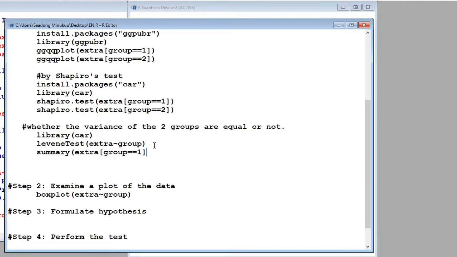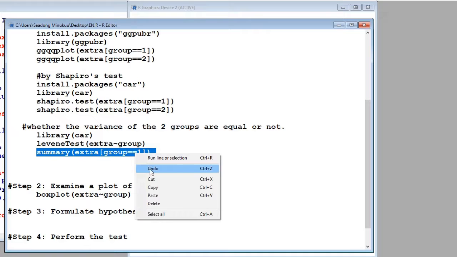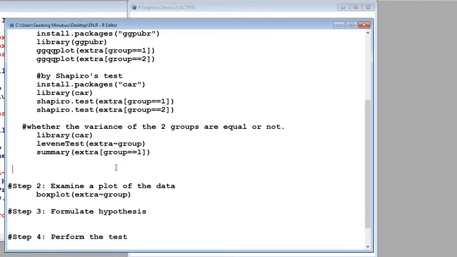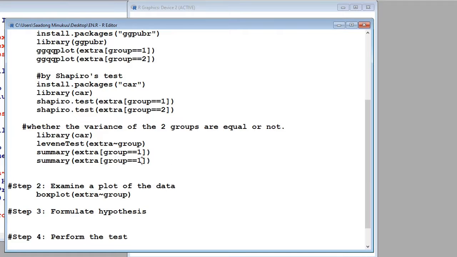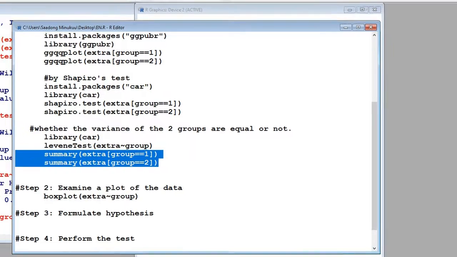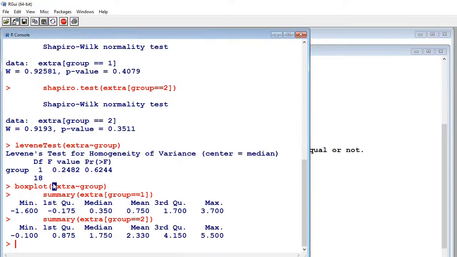The purpose is for us to see, so let me run this and also repeat the same thing for group 2, and you're able to see clearly what I'm trying to say. So let's repeat this for group 2. Now let me paste this and I'll do it for group 2. So it will give us the statistical summary for each of these groups. Let me run these two codes. Now you realize that the median for group 1 is 0.35, whereas the median for group 2 is almost 2, right?